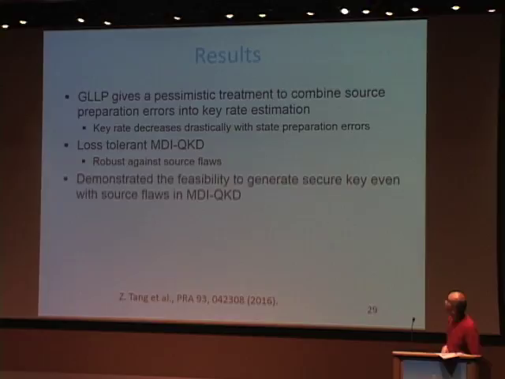Okay, so let me just summarize the result. GLLP gives a pessimistic assumption on the source, and instead we can use the loss-tolerant protocol, and the key rate will be substantially improved. And this loss-tolerant protocol is secure against the source flaws. And we have demonstrated the feasibility to generate a secure key, even with flaws in MDI QKD. Okay, so if you want to know the details, you can read this paper.